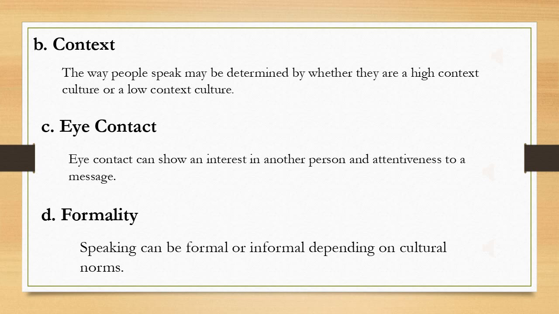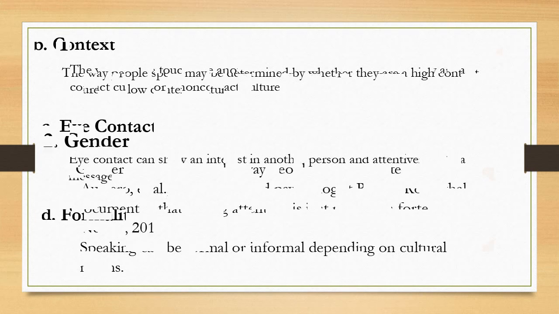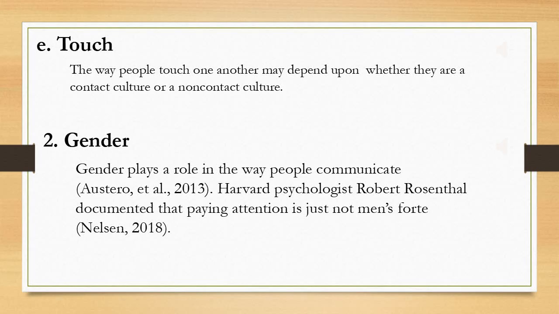Informal cultures assume that everyone is equal, so people in these cultures speak the same way to everyone. Touch. The way people touch one another may depend upon whether they are a contact culture or a non-contact culture. In contact cultures, people are expected to touch each other when they're speaking and stand close to each other.